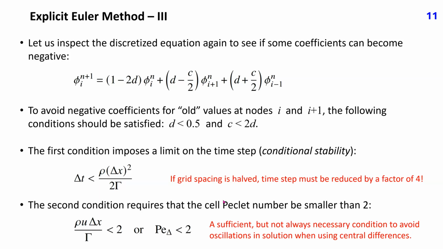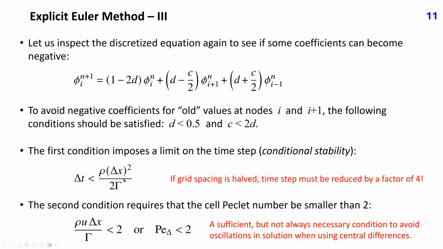Let us inspect the discretized equation again to see if some coefficients can become negative. To avoid negative coefficients for all values at nodes i and i+1, the following conditions should be satisfied. D should be smaller than 0.5 and C should be smaller than 2D. The first condition imposes a limit on the time step, given by this expression. The method is thus conditionally stable. The problem is that if grid spacing is halved, the time step must be reduced by a factor of 4 for the stability condition to stay satisfied.